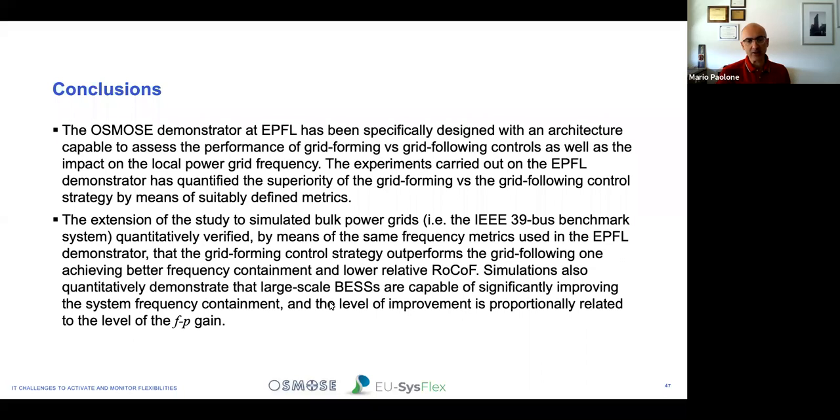We extended this study to the case of the IEEE 39 bus benchmark, and also via this simulation study, we confirmed the superiority of the grid forming control versus the grid following to compensate the fluctuations of the frequency. And as a conclusion, we do believe that this is a way to go in order to limit the impact on the frequency dynamics of volatile renewables that are characterized by lack of inertia.